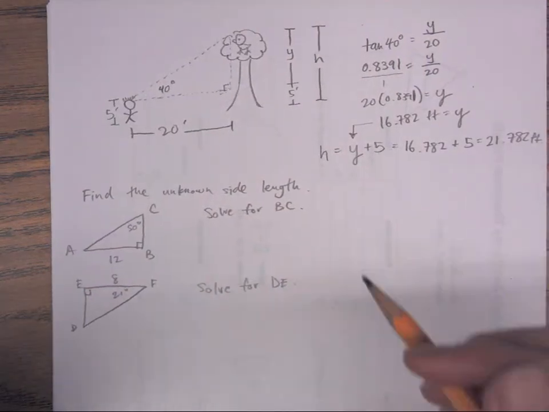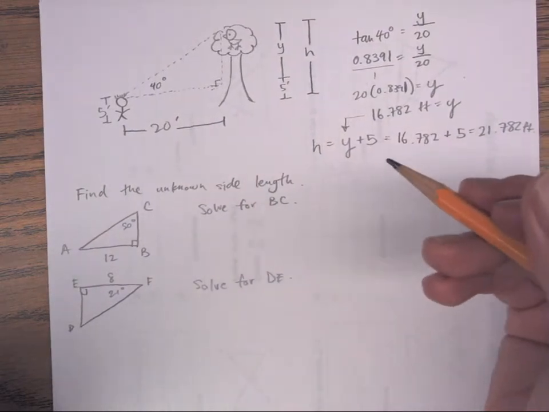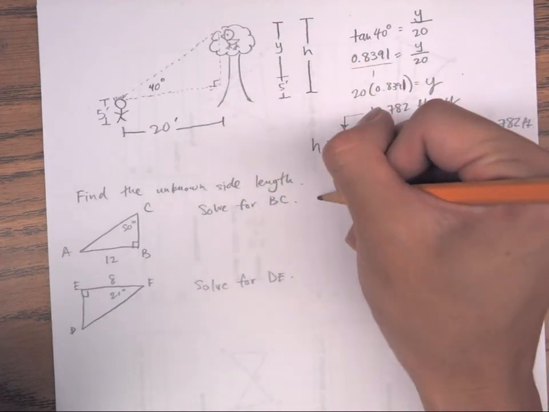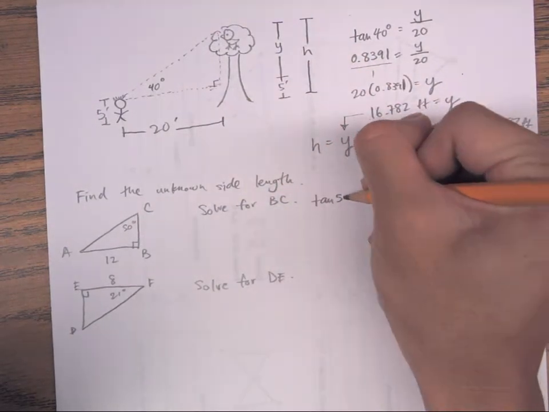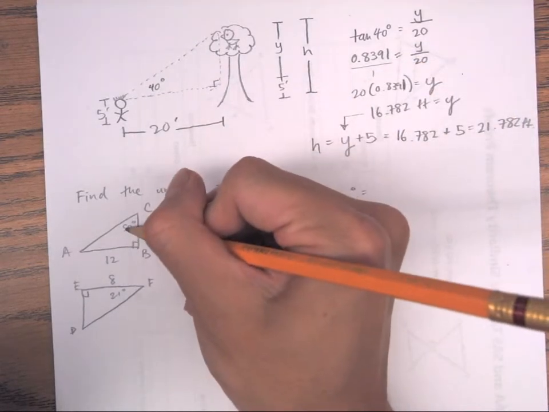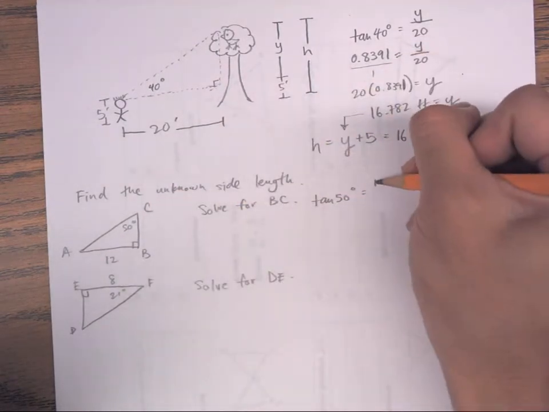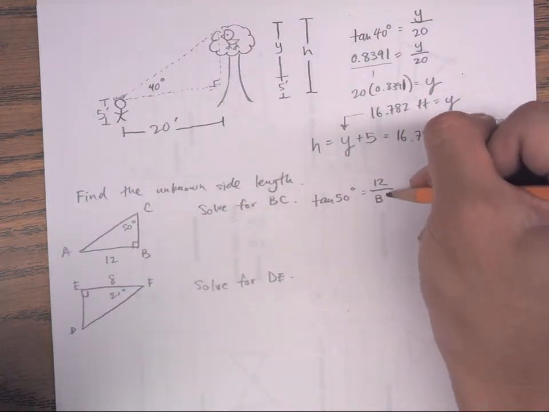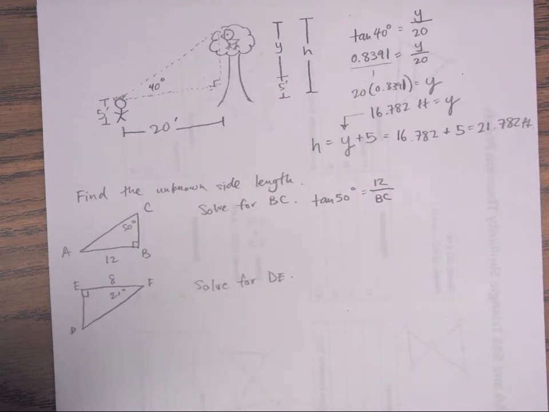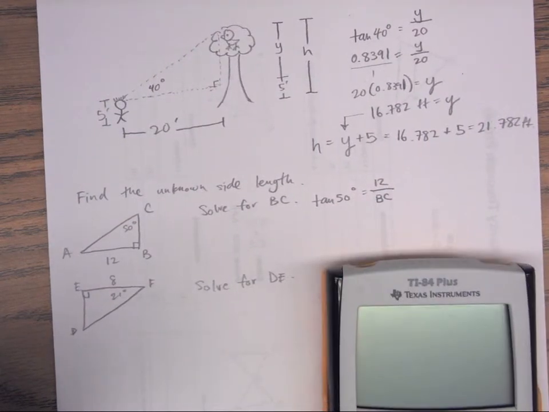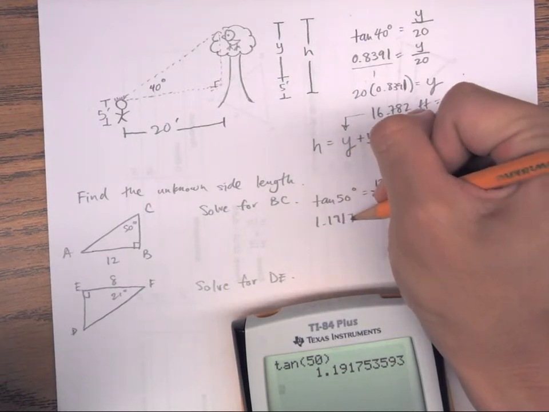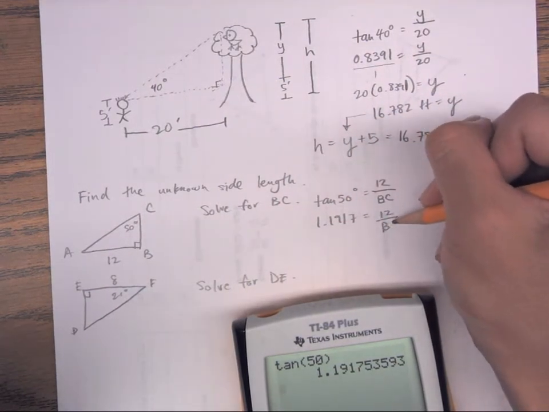Okay, so if we want to solve for BC, what we would do from here, we know this is a 50-degree angle. Since we know this is a 50-degree angle, we know that the tangent of 50 degrees is going to equal the side that is opposite of the 50-degree angle, which is 12. The side that is next to or adjacent to this 50-degree angle is side BC. Okay, so from here, find tangent of 50. Use the table if you wish. I'm just going to use a calculator. This is 1.1917 equals 12 divided by BC.